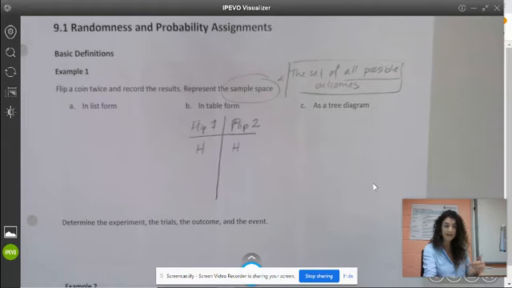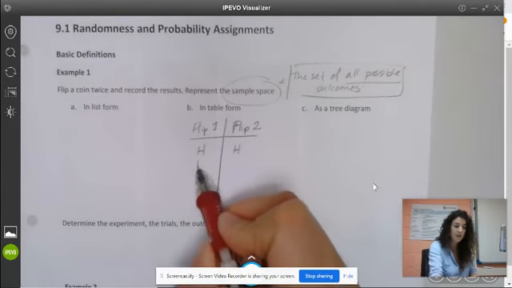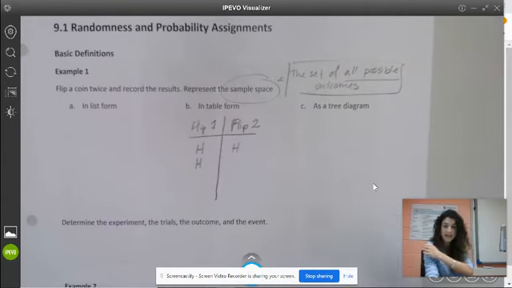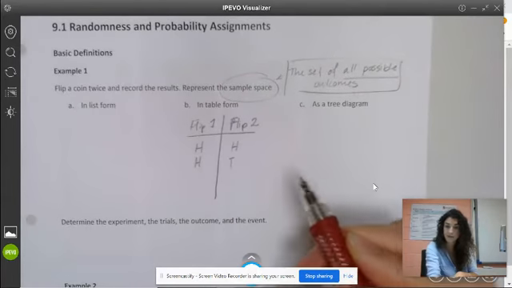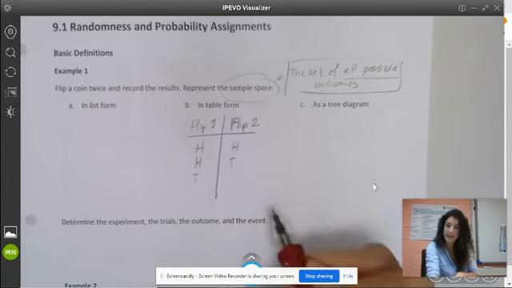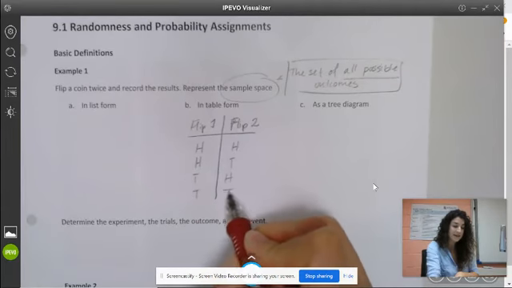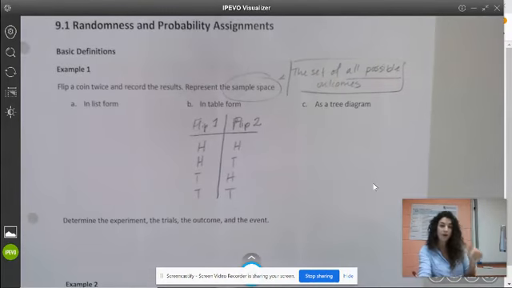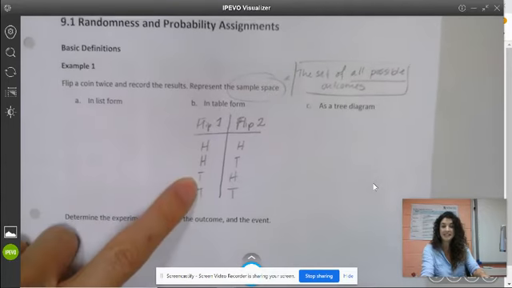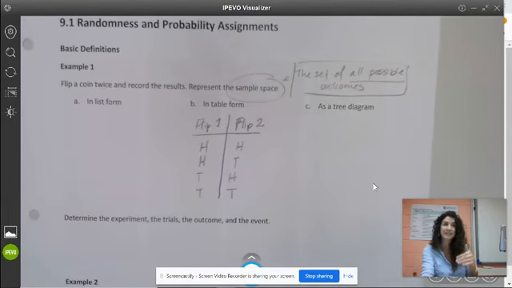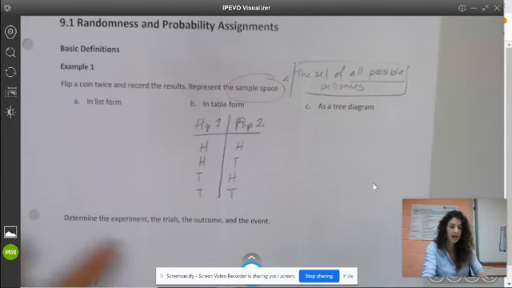So for the first flip, it could come up heads, and then for the second flip, it could come up heads. Or the first flip could be heads, and the second flip could be tails. Or the first flip could be tails, and the second flip could be heads. Or the first flip could be tails, and the second flip could be tails. Those are all the different possible outcomes that could occur when we're flipping two coins. This tends to be the easiest sample space to make because there's not very many options.